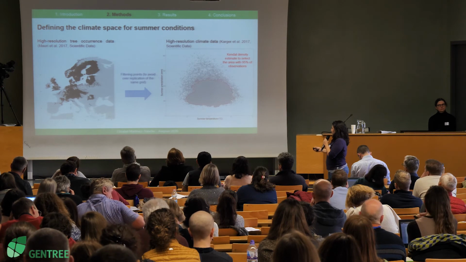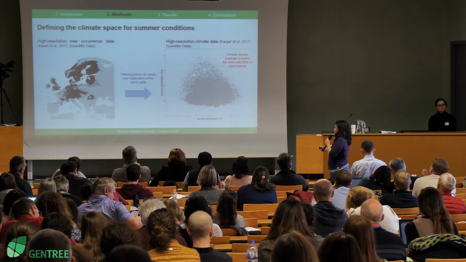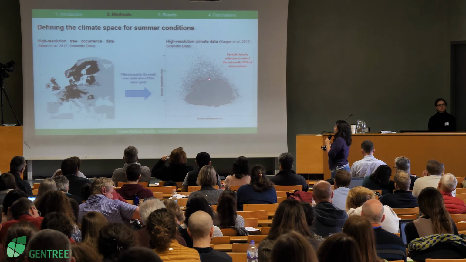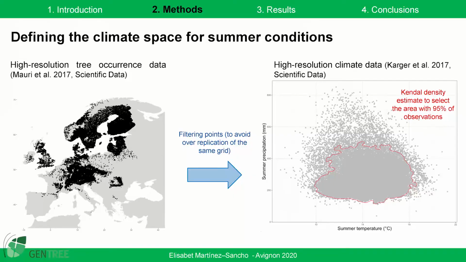And once we obtain our dots, so basically, as I said, each point we transform to its climate conditions, we can define what we consider the climate space, this red line. So basically we jump from the geographical space to the climatic space.